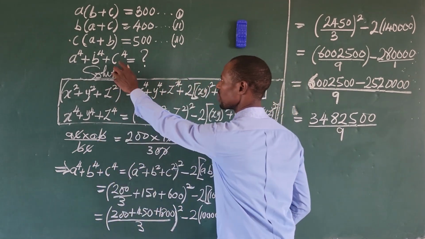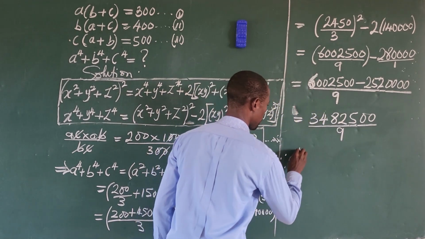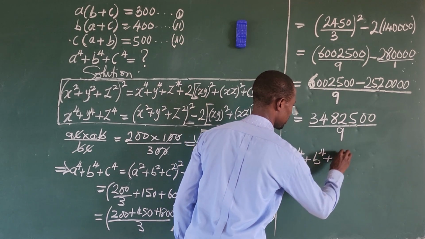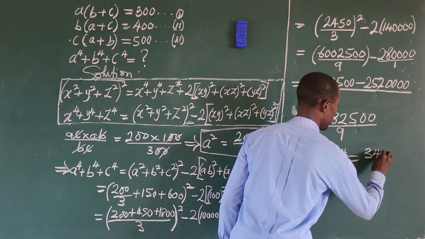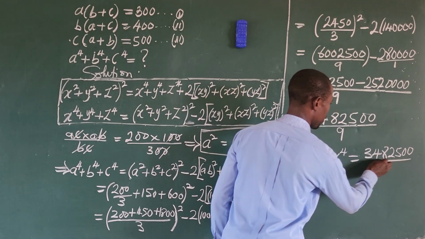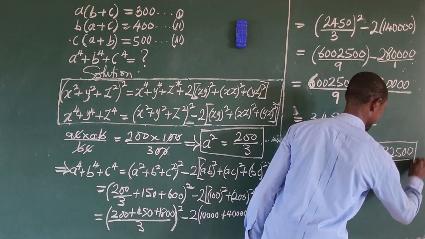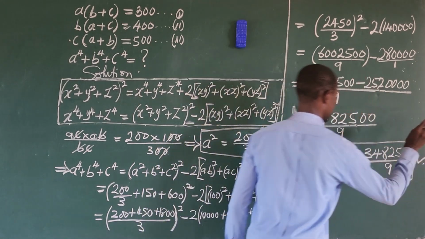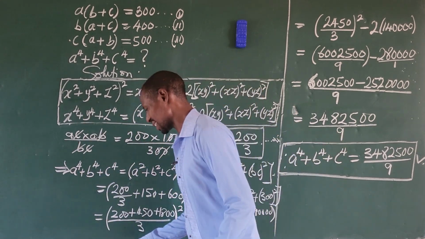So what does that imply? It means what we are looking for here, which is our A. So we can say therefore A to the power of 4, plus our B to the power of 4, plus our C to the power of 4 is equal to 3, 4, 8, 2, 5, 0, 0 all over 9. This is really good. Okay. So this is the value of what I asked to look for from this math challenge.